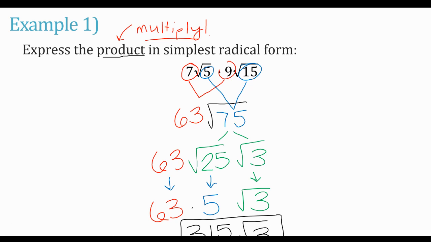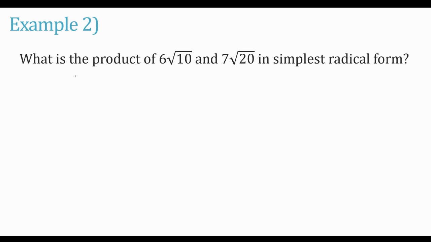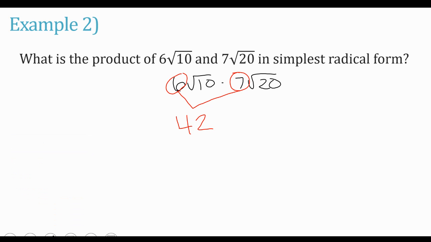Okay, let's take a look at one more example. So this is how it's going to be phrased on Delta Math if you're using Delta Math. So what is the product? We know product means multiply, of 6 radical 10 and 7 radical 20 in simplest radical form. So they want us to multiply it, and then they want us to simplify it. So I'm going to just rewrite this. 6 radical 10 times 7 radical 20. You can do the same process. Multiply those coefficients. 6 times 7 is 42. We're going to condense those 2 radicals to 1 radical by multiplying our radicands. 20 times 10 is 200.